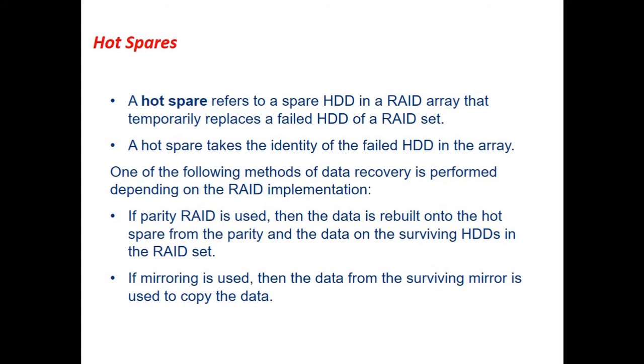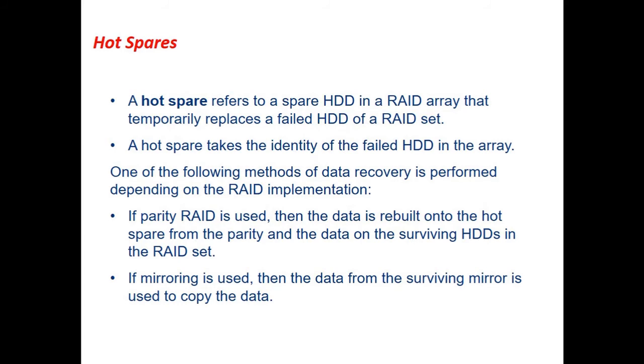Suppose one of the hard disk drives in a RAID set fails. So we can use a spare hard disk drive called a hot spare that can temporarily replace the failed hard disk drive in the RAID set. A hot spare takes the identity of a failed hard disk drive in an array. It's a spare hard disk drive. One of the following methods of data recovery is performed depending upon the RAID implementation. If parity RAID is used, then the data is rebuilt onto the hot spare from the parity and the data on the surviving hard disk drives in the RAID set.